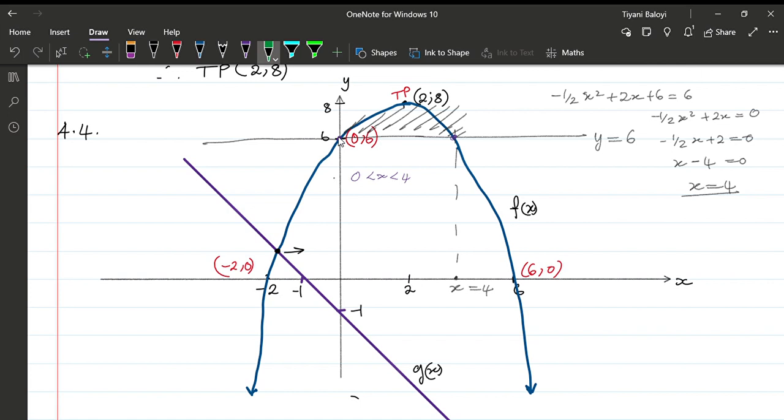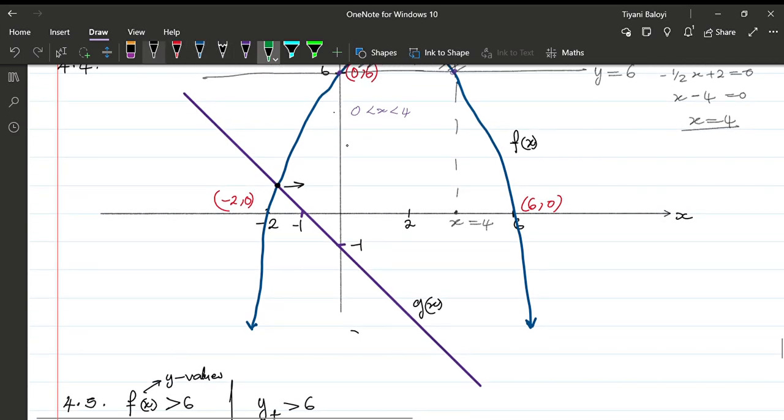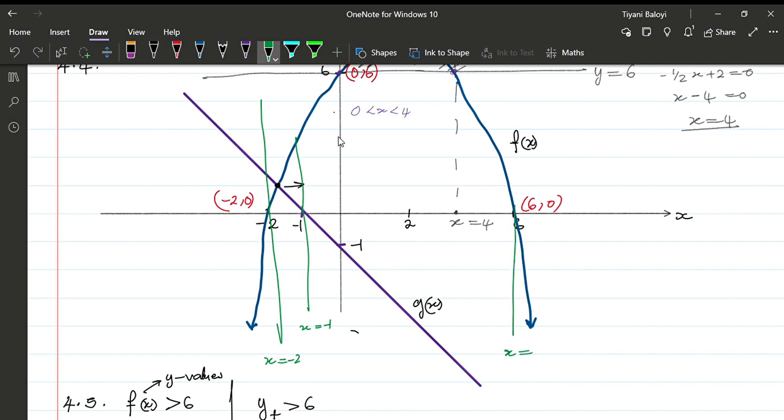So actually it occurs many times. We have a change of sign around here. We have a change of sign around here. So this is x is equal to -2, x is equal to -1, and we'll also have a change of sign around there, x is equal to 6. So we'll look where there's a change of sign of each graph.